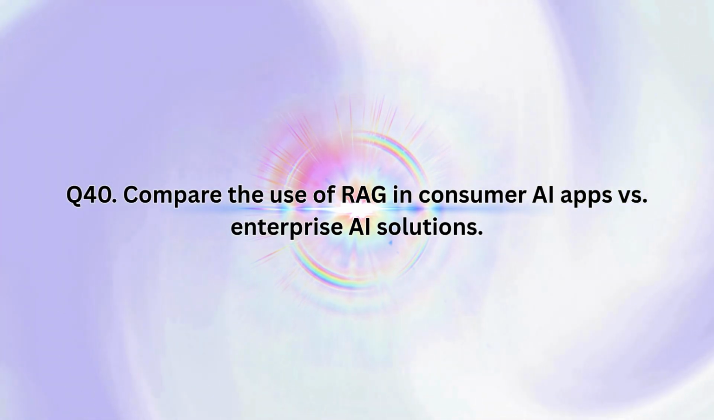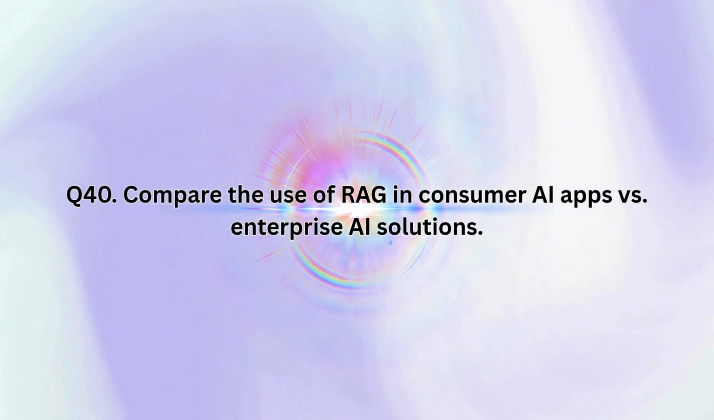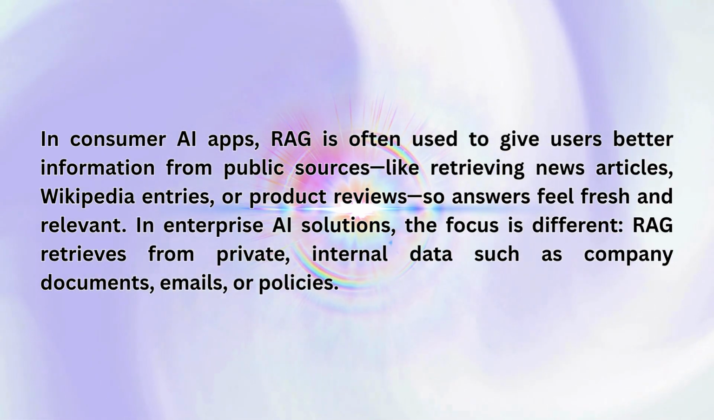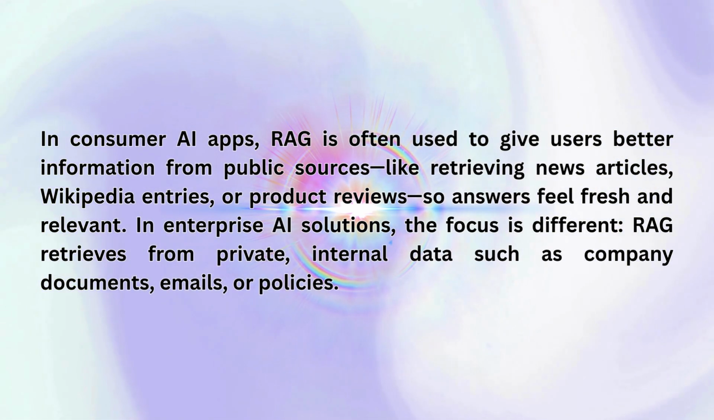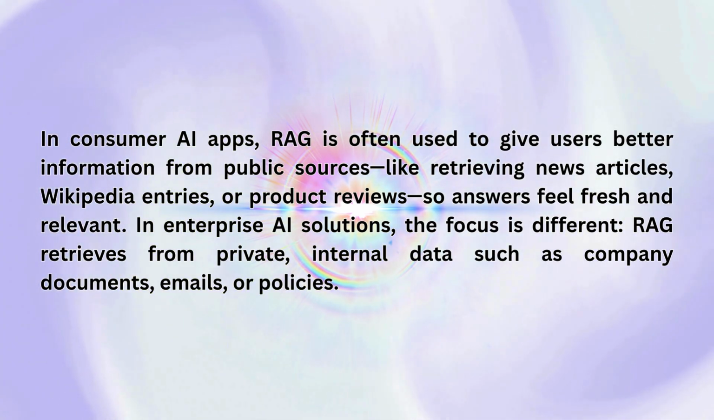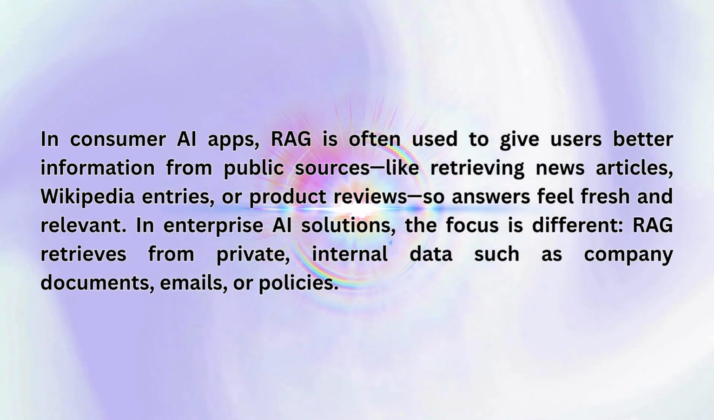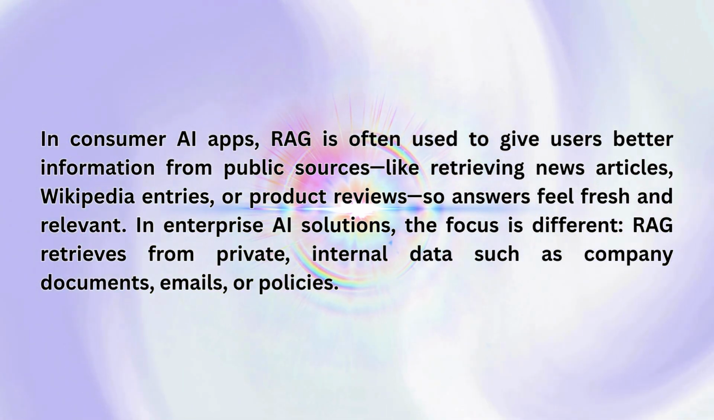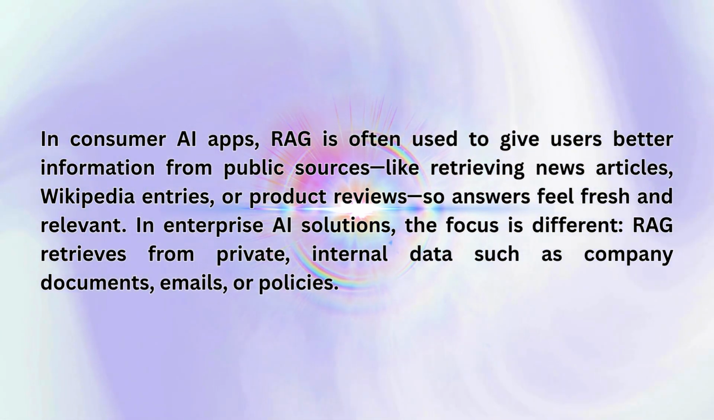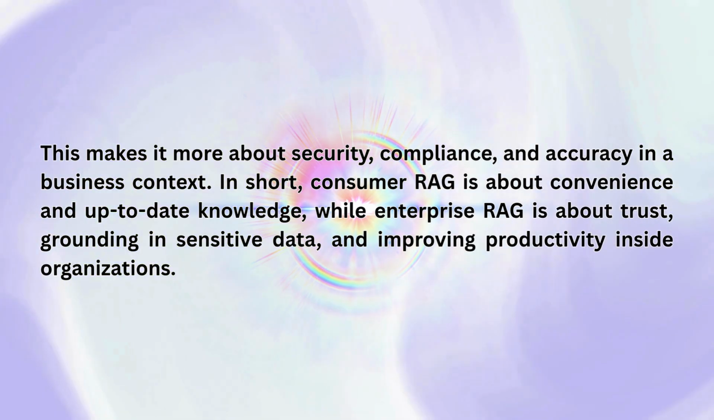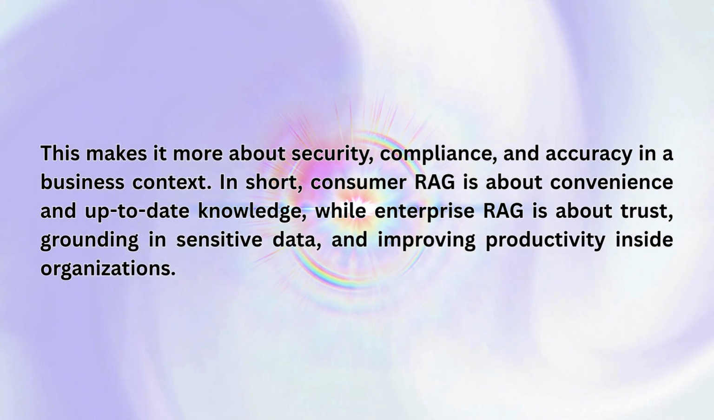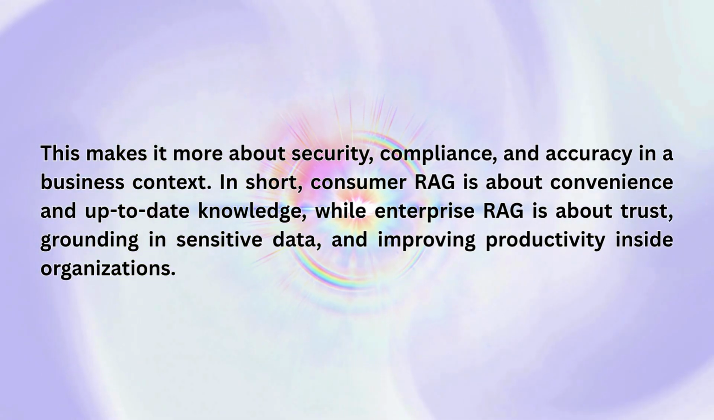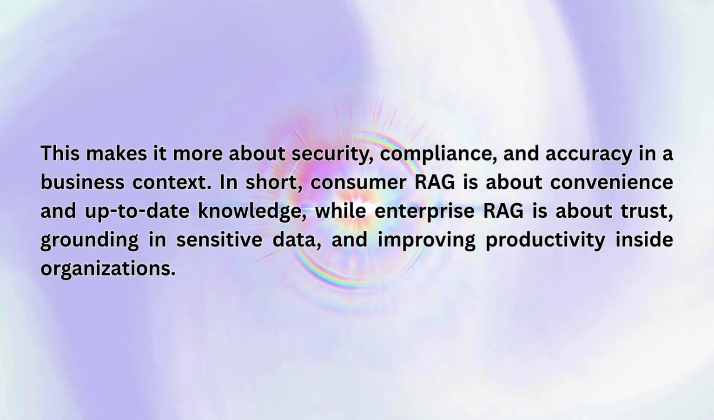Compare the use of RAG in consumer AI apps versus enterprise AI solutions. In consumer AI apps, RAG is often used to give users better information from public sources, like retrieving news articles, Wikipedia entries, or product reviews, so answers feel fresh and relevant. In enterprise AI solutions, the focus is different. RAG retrieves from private, internal data such as company documents, emails, or policies. This makes it more about security, compliance, and accuracy in a business context. In short, consumer RAG is about convenience and up-to-date knowledge, while enterprise RAG is about trust, grounding in sensitive data, and improving productivity inside organizations.